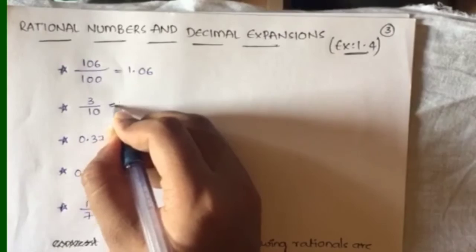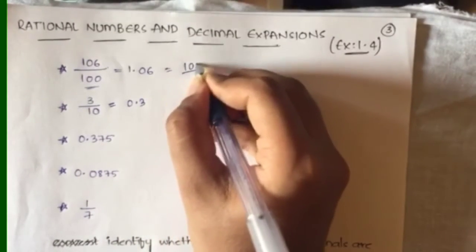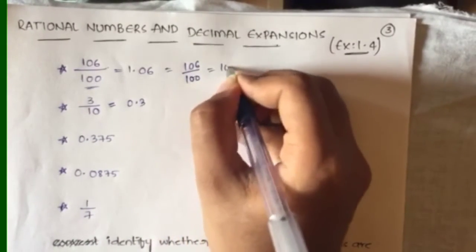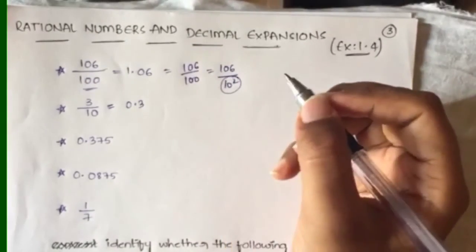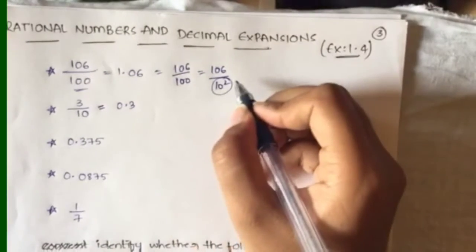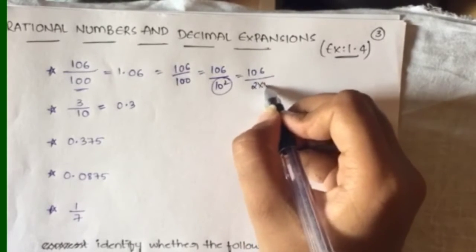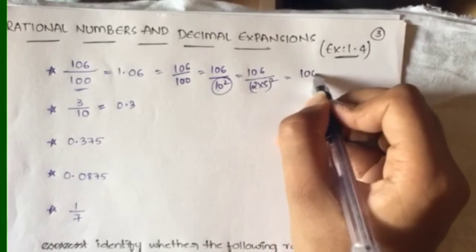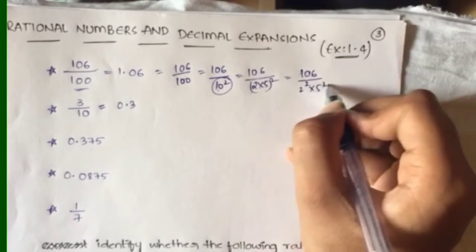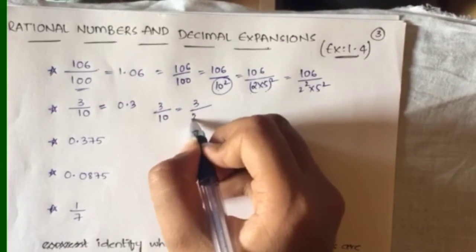So this is 0.3. And see that 106 by 100 is nothing but 106 by 10 square. Now this 10 square can be written as 2 into 5 whole square, since 10 is nothing but 2 into 5, right? So you can write it as 106 by 2 power 2 into 5 power 2. Here also you observe that 3 by 10 can be written as 3 by 2 into 5.